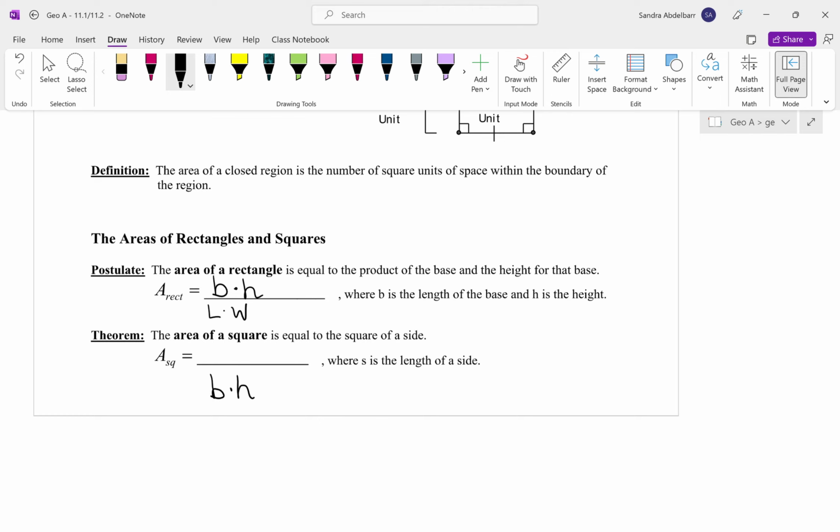They're equal. Aren't all the sides of a square equal? So wouldn't the base and the height be the same number? So instead of saying the area of a square is base times height, we take one side and call that S, and then we square it: side squared.